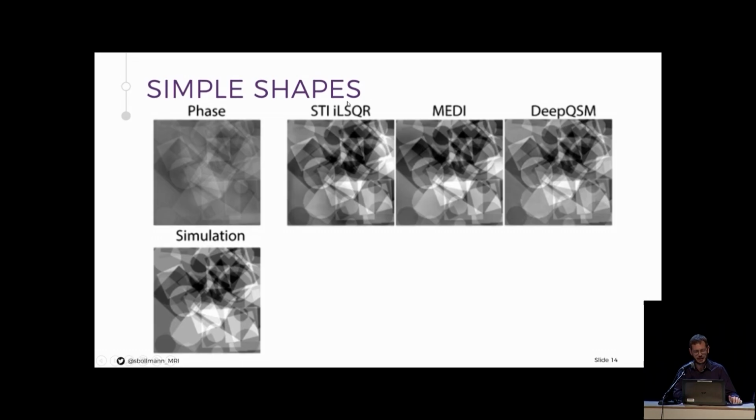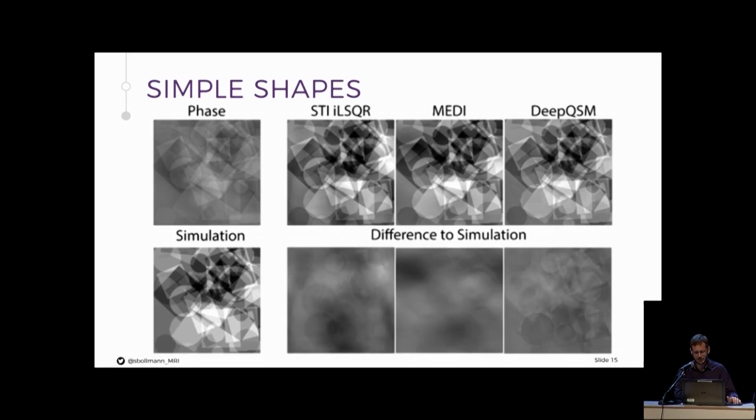Then here I have two established toolkits, STI and ALSQR, which is an iterative procedure, and MEDI. These, I would say, are two of the state-of-the-art methods that are very good and accepted in the community. And on the right side, we see DeepQSM. These are the outputs when I put this phase into these toolkits. We see that DeepQSM generates something quite close to the simulation that we put in.